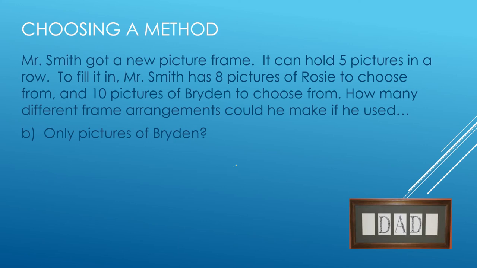You could do a similar calculation to find how many arrangements I could have with only Bryden pictures. I've got 10 pictures of Bryden, and I'm putting 5 in a specific order. So we should have a bit more in this case. 10P5 is 30,240. So again, keyword, arrangements, order matters. We're using permutations here.